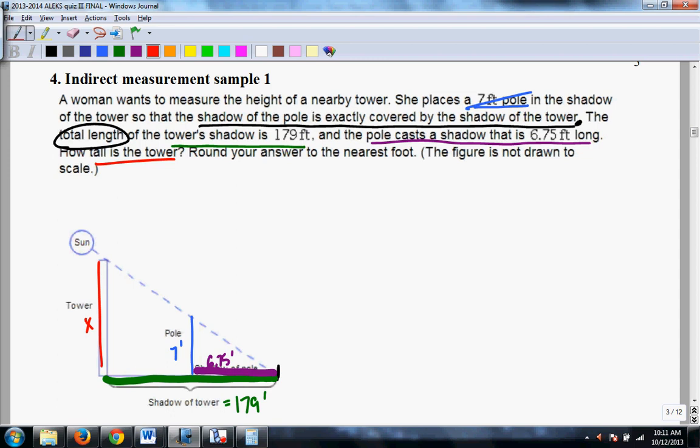Okay, first thing you want to do is pull these apart. So we have the height of the pole, the height of the tower and the shadow of the tower, 179 feet. And we have the height of the pole, which is 7 feet, and the shadow, which is 6.75 feet. Now close this up, we're going to end up with triangles.